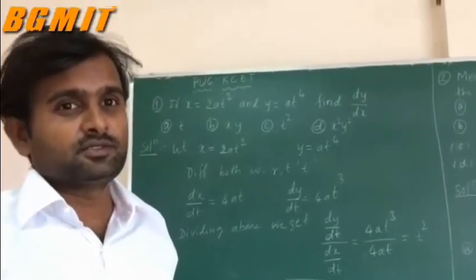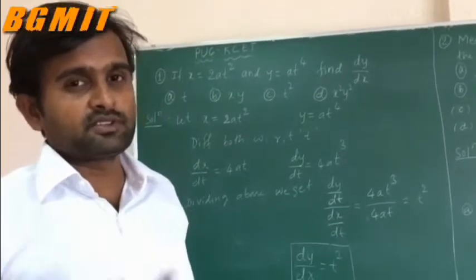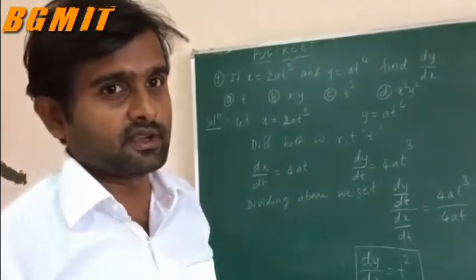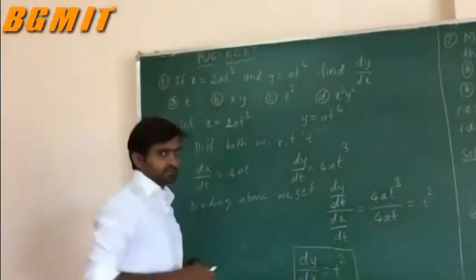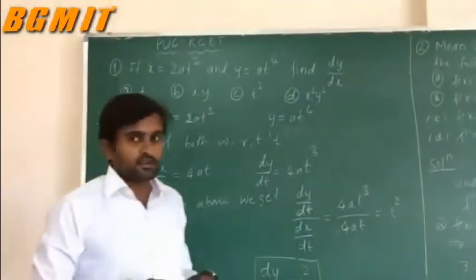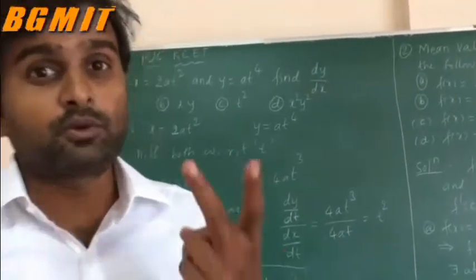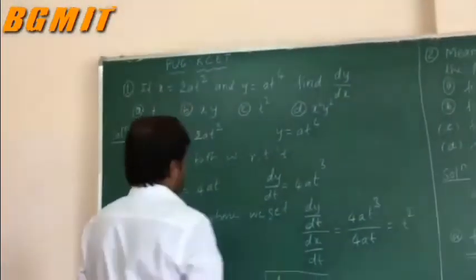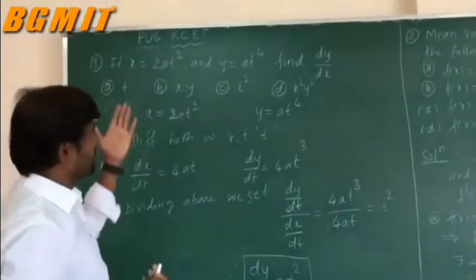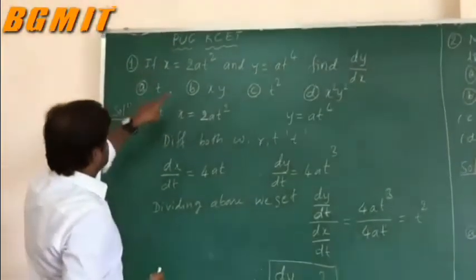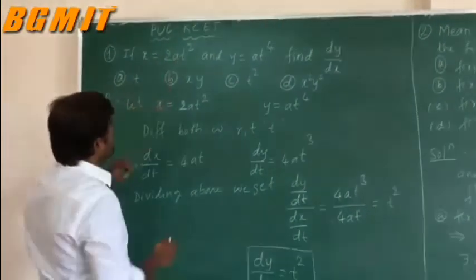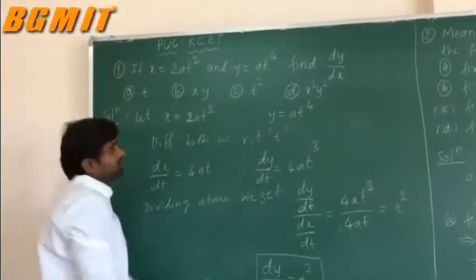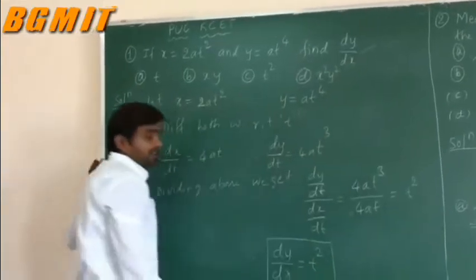Hi friends, today also we will see some more examples from the previous video, continuity and differentiability. Here I am taking different examples. If we have to find dy by dx, and you have two functions x and y, how to find dy by dx? Of course, you know how to differentiate two functions. If x equal to 2at square and y equal to at to the power 4, find dy by dx.